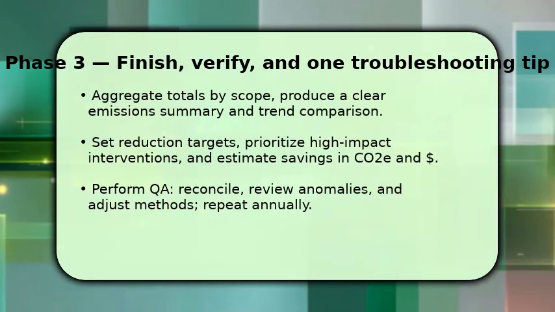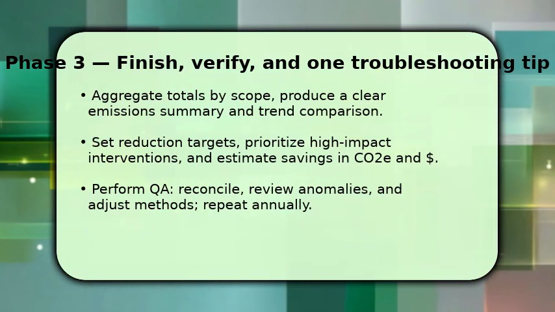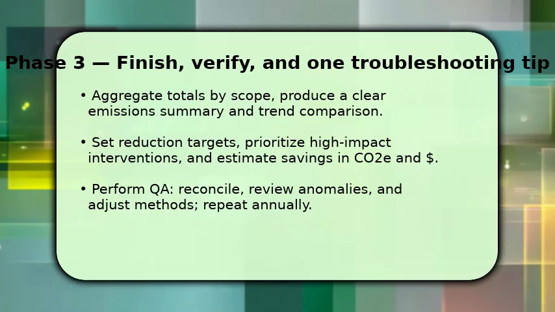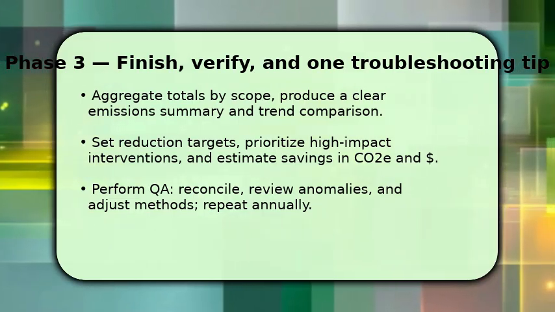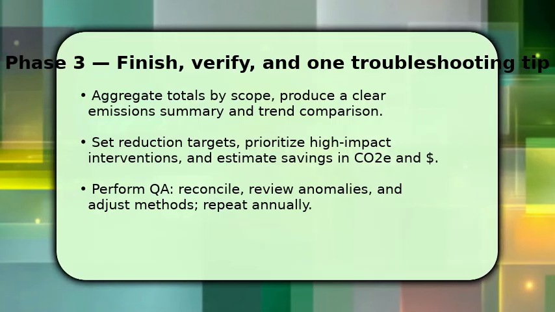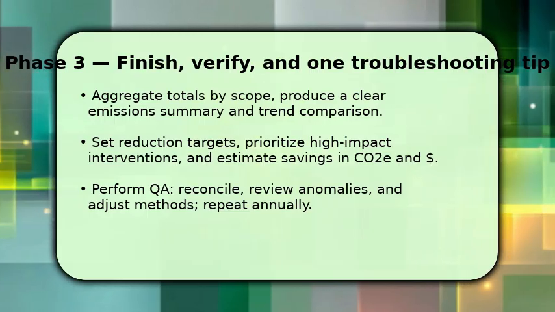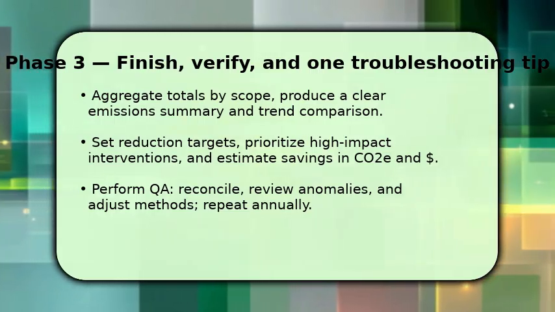You finish by aggregating emissions into Scope 1, Scope 2, and Scope 3 totals and prepare a concise report showing trends and key drivers. Use the results to set reduction targets and prioritize interventions that give the biggest CO2e savings per dollar. Make sure to run a quality assurance pass.